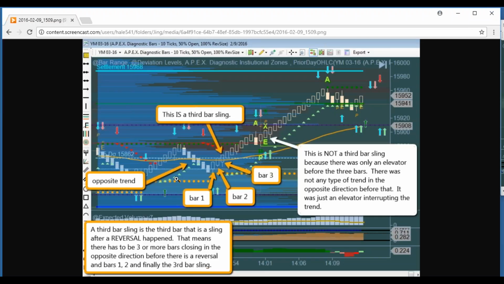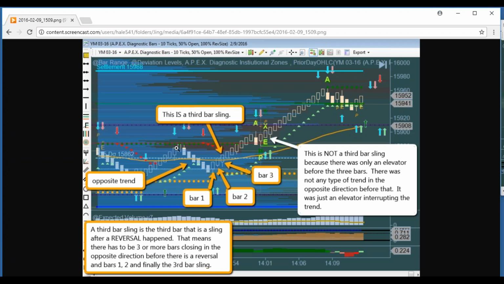Well, what is a third bar sling? Right here, the market has come down, and then it makes a reversal. That third reversal bar has a pullback, has a sling, and then the market takes off. So we call it a third bar sling. Here's the first bar, here's the second bar, here's the third bar. Now, notice here's another one. We got 1 bar, 2 bars, 3 bars. Oh, there's a sling. No, this is not a third bar sling because there was only an elevator before the 3 bars. Well, what does that mean? We're going to talk about elevators in a minute.